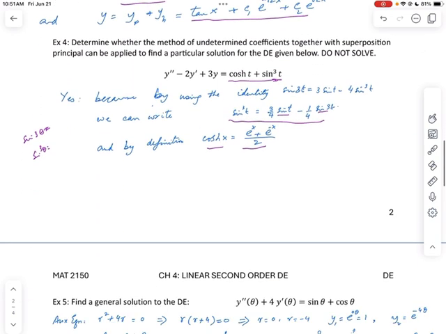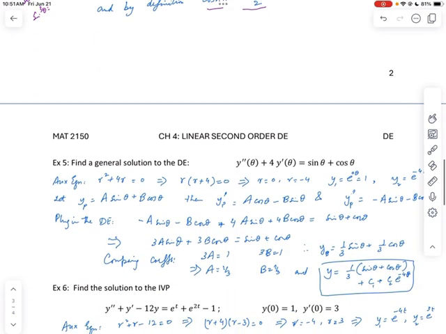Okay, I think this is the two more examples. Okay, again, find the general solution to the differential equation. So we will again find the solutions for the homogeneous equation, y1 and y2, and we see that these are exponential, and the right hand side is going to be sine and cosine, so they don't overlap.